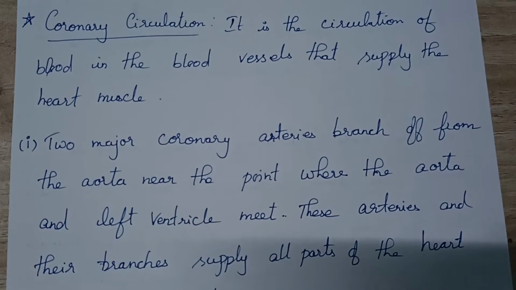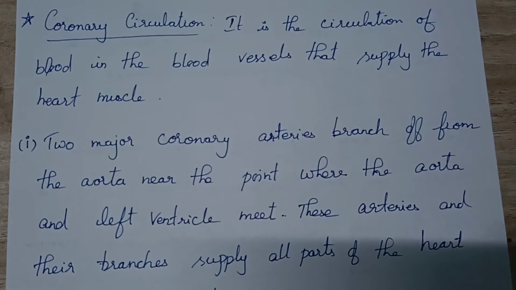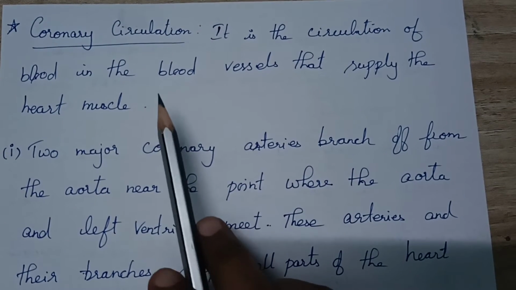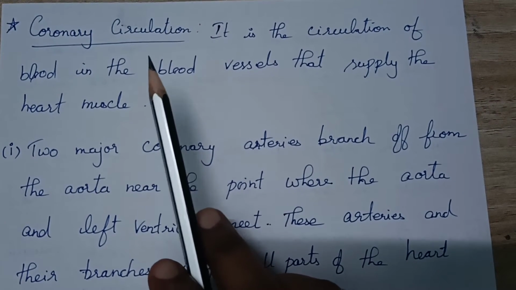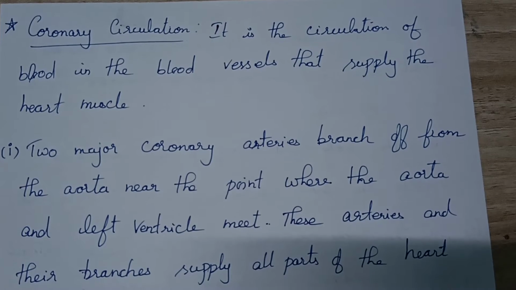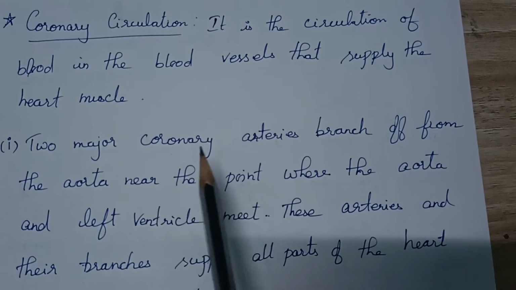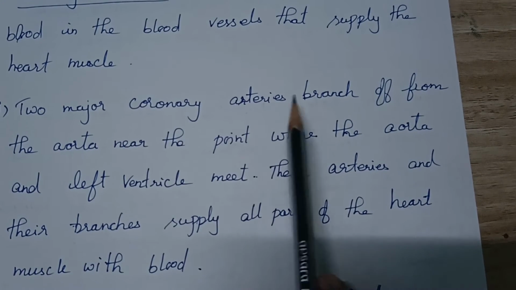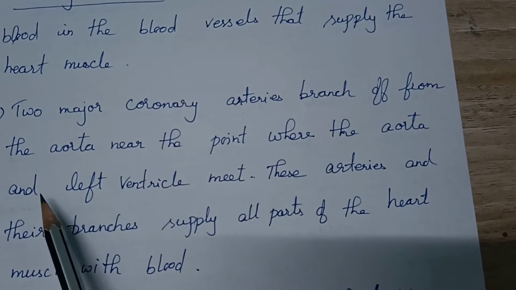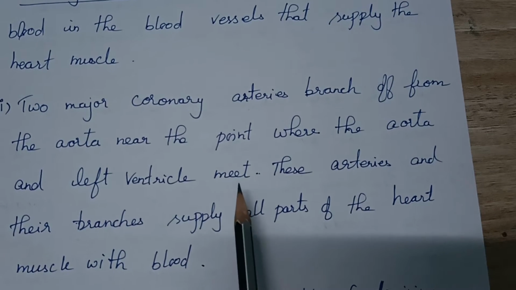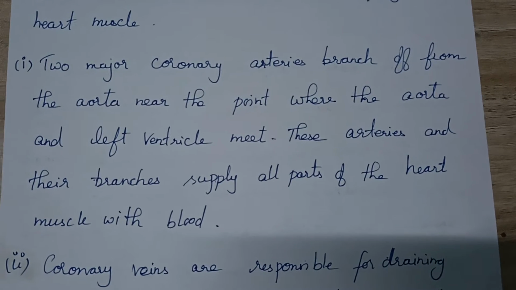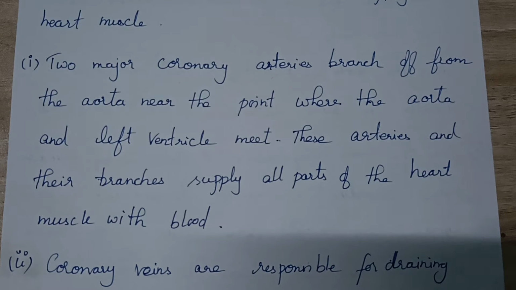Okay. So for the proper functioning of the heart, what does it require? It requires oxygen, okay. That blood circulation in the heart is known as coronary circulation. It is the circulation of blood in the blood vessels that supply the heart muscle. The coronary arteries supply the oxygenated blood to the heart muscles. Two major coronary arteries branch off from the aorta near the point where the aorta and the left ventricle meet. These arteries and their branches supply all parts of the heart muscle with blood, so it supplies oxygen-rich blood with nutrients to the heart muscle.